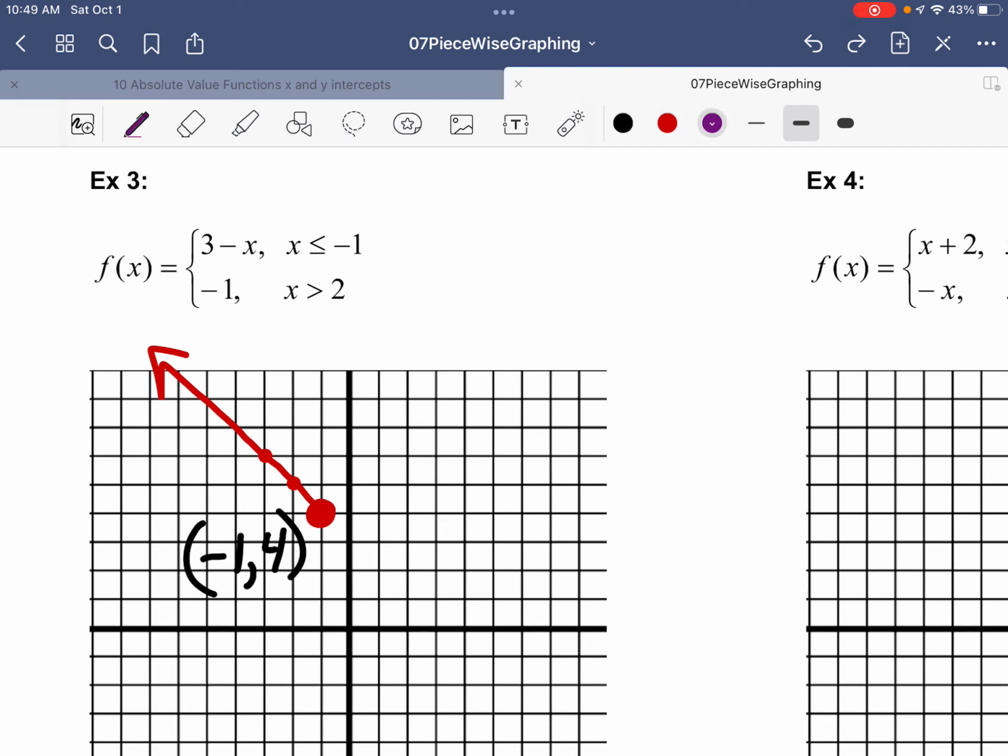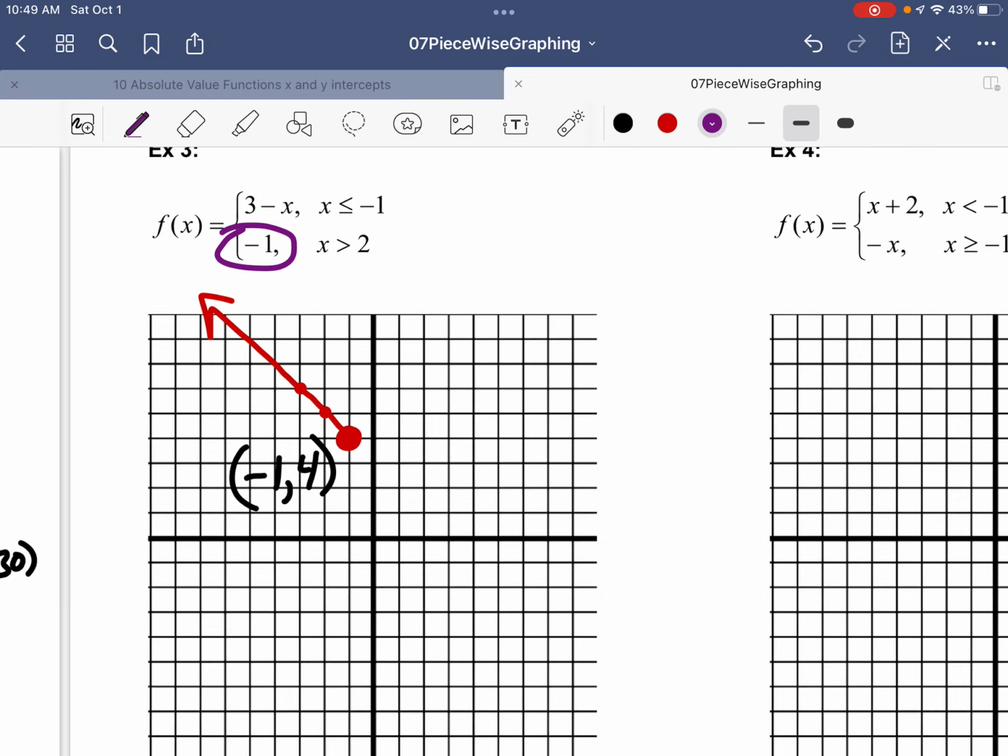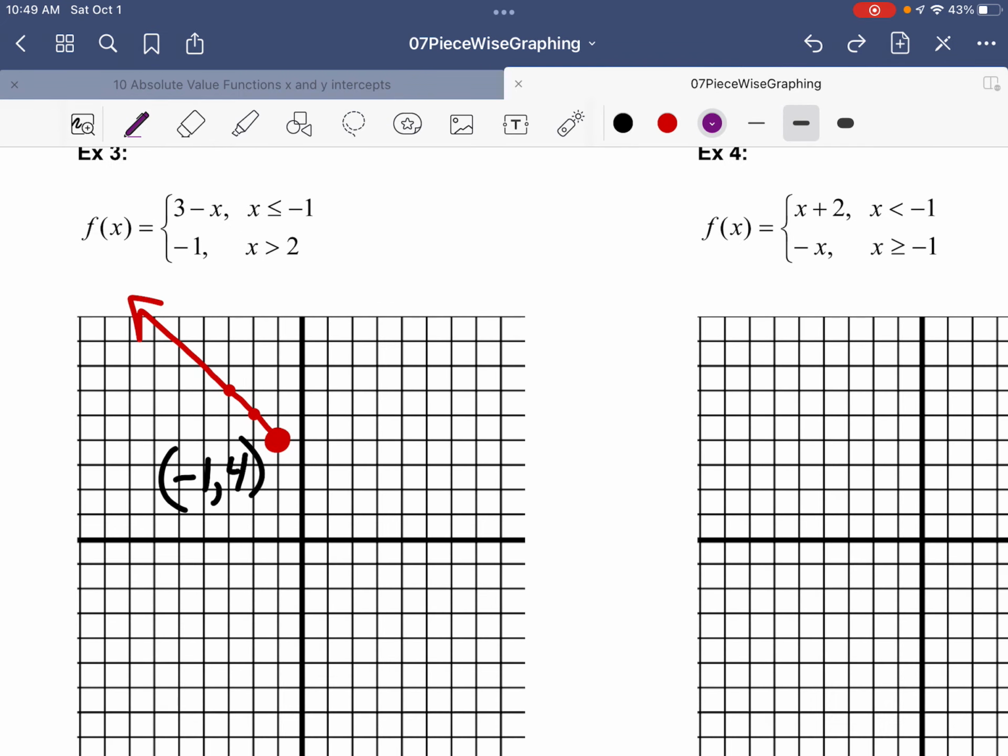Let's try the second piece. Now, the second piece is rather interesting because the equation is nothing more than a number. When you graph an equation that's a number, you can still think of it as y equals, if that helps you, but you're just going to end up with a horizontal line. A horizontal line that always has a y value of -1.